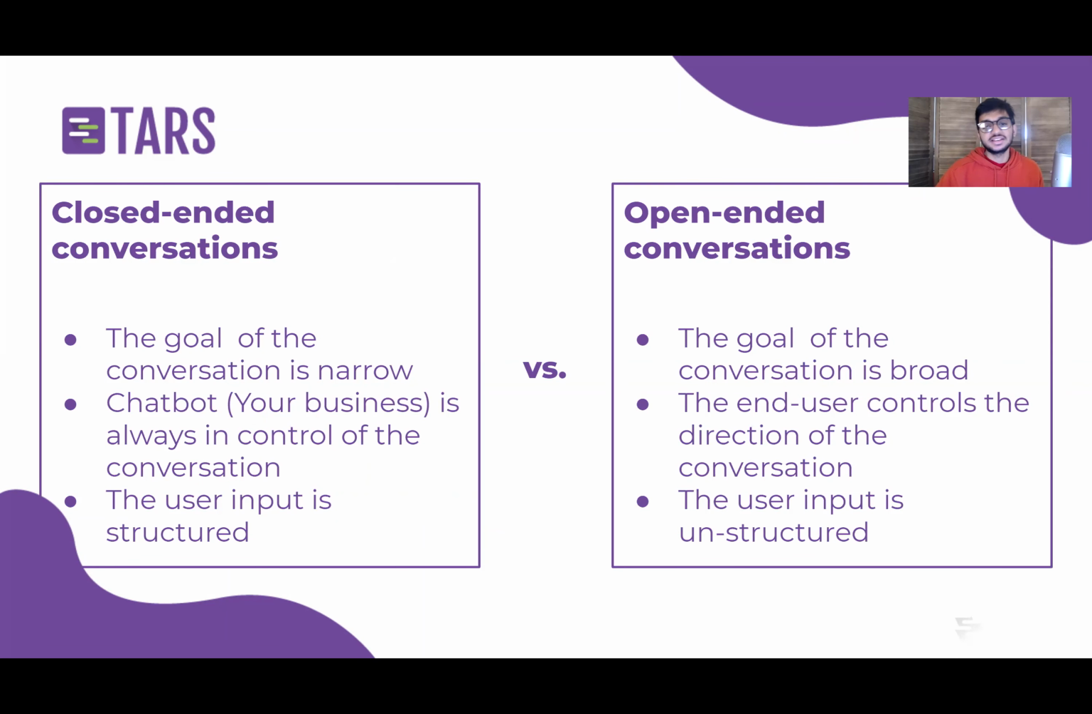And a good way to think about this is you can divide chatbot conversations up into closed-ended conversations and open-ended conversations. The difference between these two approaches to conversations is that in closed-ended conversations, the goal of the conversation is narrow. You have a very specific goal in mind that you are helping the user achieve. So for example, if you are trying to collect details from a user to help them apply for insurance, you have a very specific set of details that you need to collect to get them from not having insurance to having applied for insurance. And in that situation, your chatbot is in complete control of the conversation.